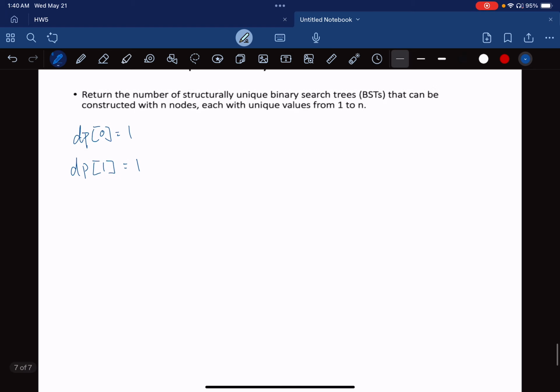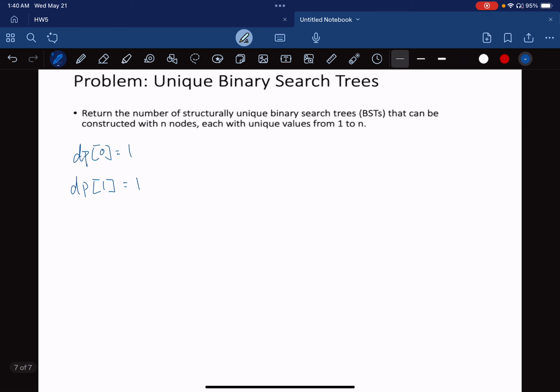What about the case where there are two nodes? Let's say 1 and 2. We can let 1 be the root node, and then we would have something like this. Or we can let 2 be the root node, and then we'll have something like this. So what we can see is that when we're given n nodes, letting each of the n nodes be the root node creates different BSTs, because it's impossible for the BSTs to be the same if the root node is different.